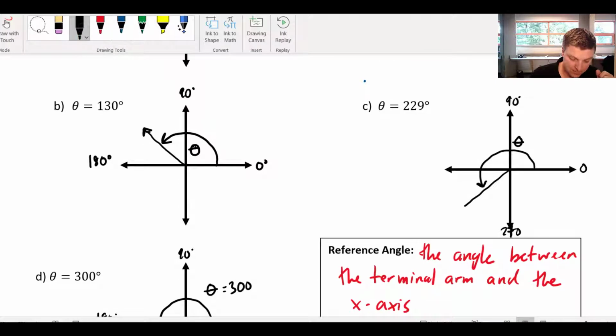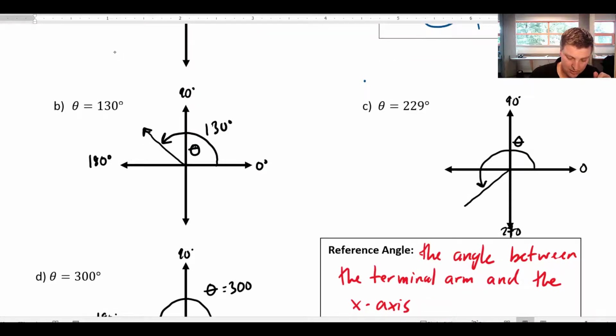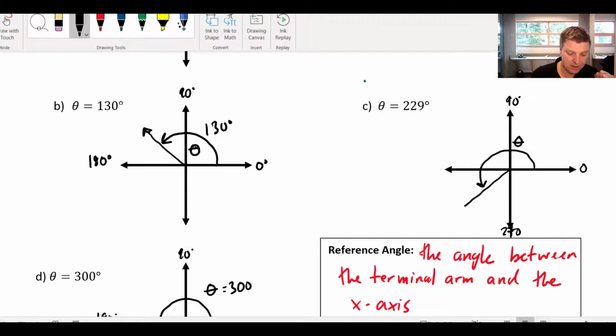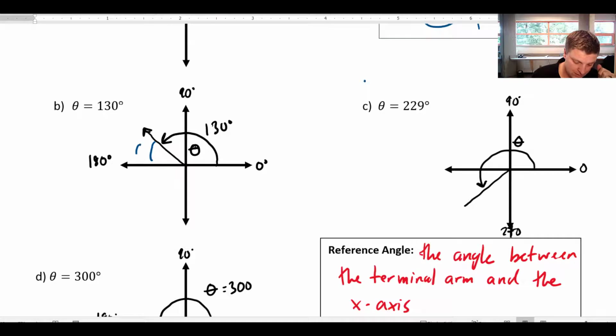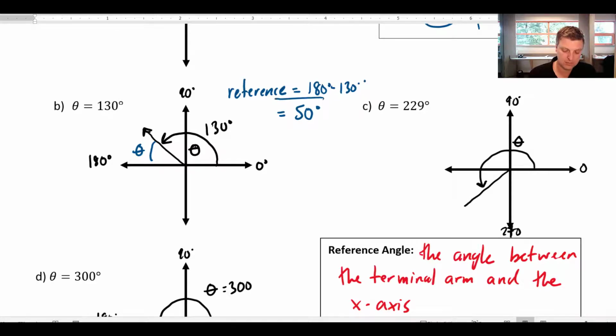Okay, so let's try the next one here. So we know that this original angle here was 130 degrees from my starting point. But I want to find the reference angle, which is the angle between the x-axis and the terminal arm. So I'm looking for this angle right here. So my reference angle in that case is not just going to be equal to 130. But I noticed that all the way around to here would be 180 degrees. And I went 130 degrees. So the difference there would give me that angle theta. So that would be 180 minus 130, which means my reference angle would be 50 degrees.